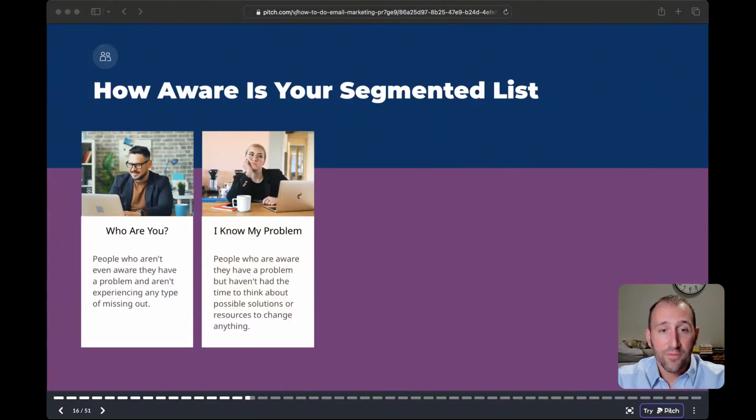Next up at the second level is, I know my problem. This group is aware they have a problem, but either hasn't had the time to think about possible solutions or doesn't have the resources to change anything. This group is going to be a little double-minded. They want to solve their problem, but they just don't know how. When sharing with this group, the key thing to focus on is the ease of use. Their job is tough right now, and you're here to help.